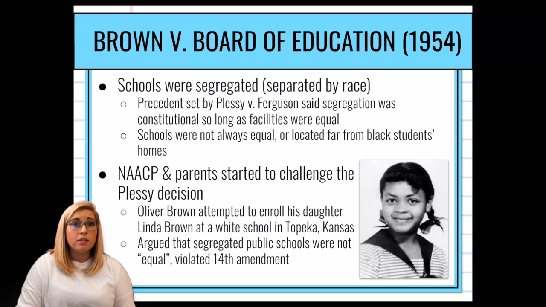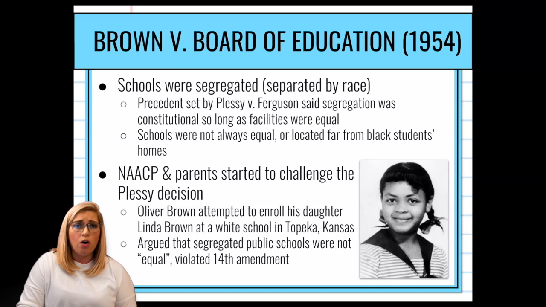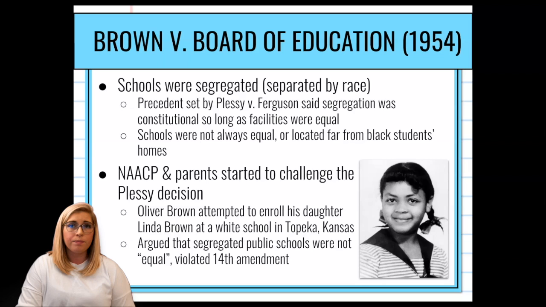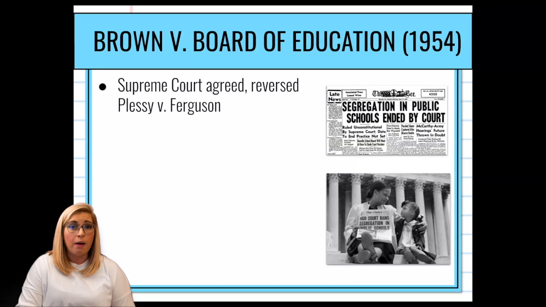So these families argued, and they had a collection of different cases that went along with this. Linda Brown just kind of takes precedence. Her name goes at the top. There was actually Delaware thrown into this court case as well, with Howard High School. But they argued that segregated public schools were not equal, and again, they violated the 14th Amendment. This time around, the Supreme Court agreed with the Brown family. They actually reversed the Plessy versus Ferguson court case.